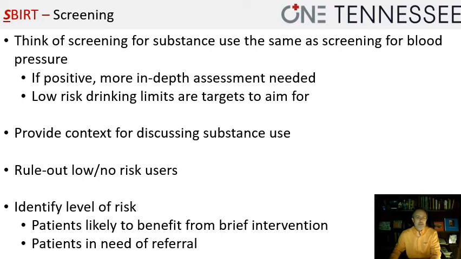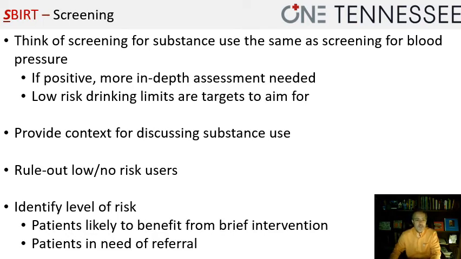You always want to provide context for why you're discussing substance use disorders. You want to rule out those with low or no risk, and then identify the level of risk for those that you've screened as positive. Patients likely to benefit from a brief intervention, and those that might be in need of a referral.